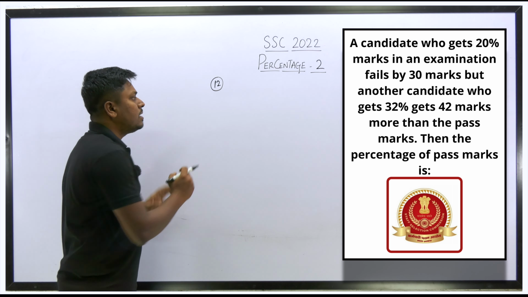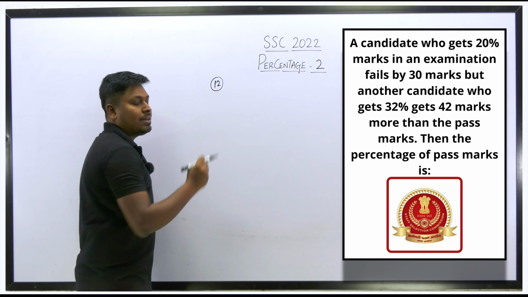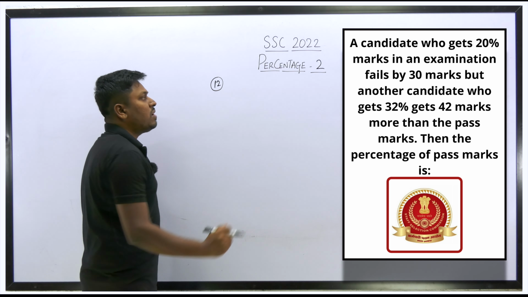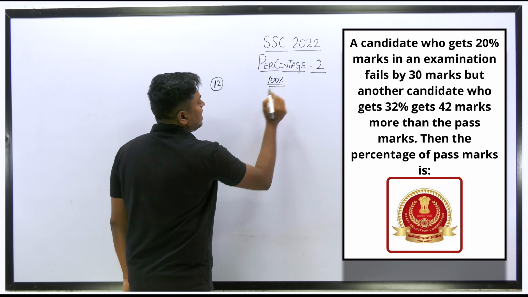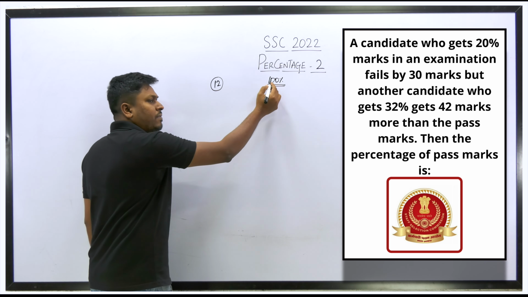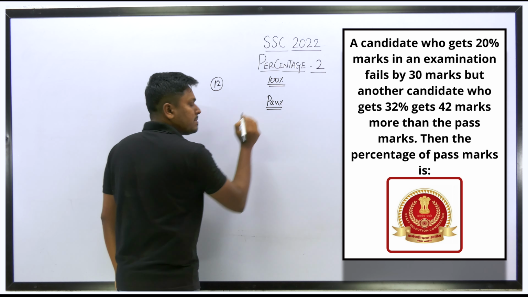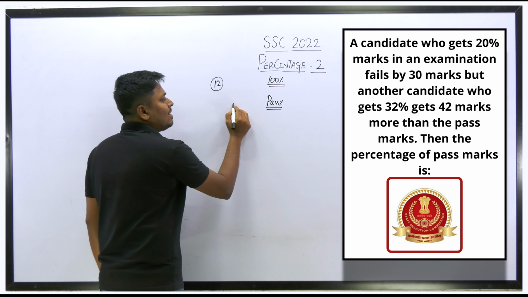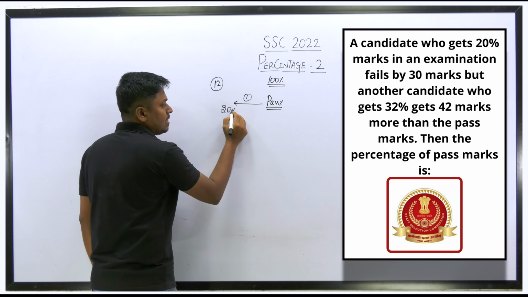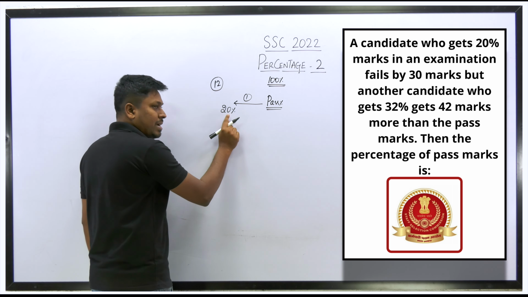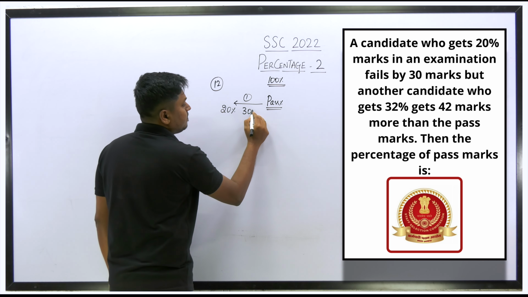If you learn the basic videos properly, then definitely you can use the shortcut here and crack the question easily. Right? So first what we can do here is, let me keep the total marks of the examination as 100%. Out of 100%, we don't know what the pass percentage is. Some percentage will be the pass percentage. Now the first candidate failed, because the first candidate got 20%. Just listen here. The first candidate got 20% and failed by how much? He failed by 30 marks.